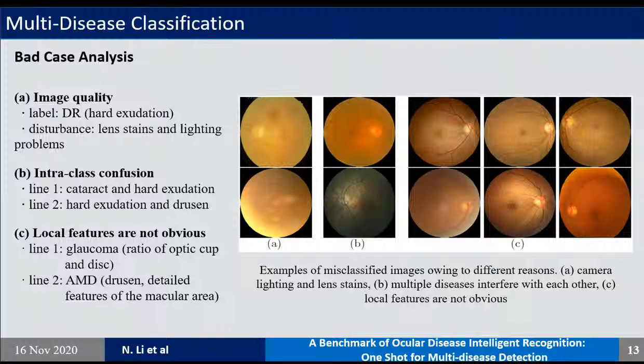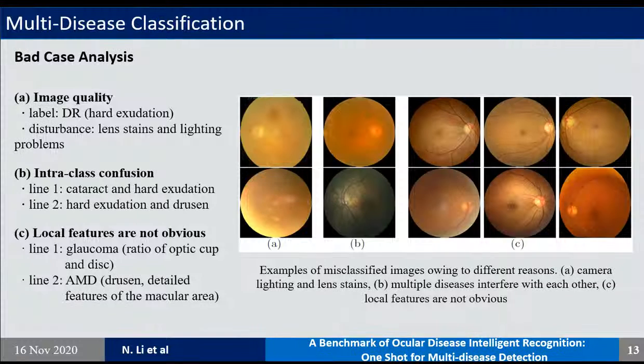Second, intra-class confusion. The classification of images in B is affected and confused by various fundus abnormalities. For example, cataract prevents the model from identifying hard exudate. Hard exudation and drusen are difficult to distinguish from each other, which makes it difficult for models to extract valid regional features from most of our misclassified samples.